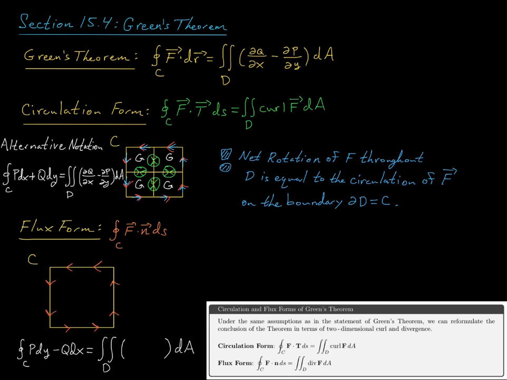Okay, so for the circulation form, we had written this circulation integral as the integral of p dx plus q dy. According to Green's theorem, the thing that's multiplying the differential dy gets differentiated with respect to x over here. The thing multiplying the differential dx, which is p in this case, gets differentiated with respect to y, and there's a negative stuck in front of it.